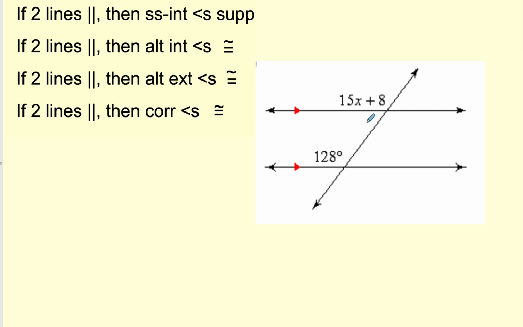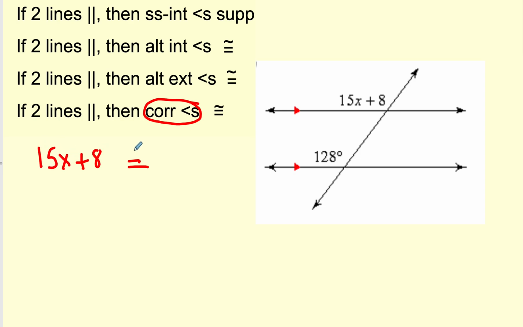Okay, let's go ahead and use this theorem to help us figure out what x is, solve for x. First, you have to identify what kind of angles these are, and I can see that they are corresponding angles. So I can see that the two lines are parallel, and what I want to do with these is make them congruent. So I want to set them equal to each other.